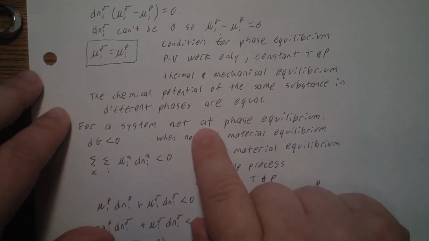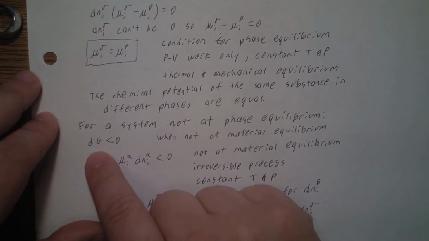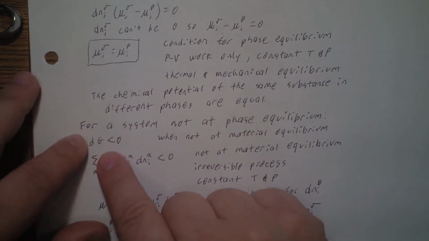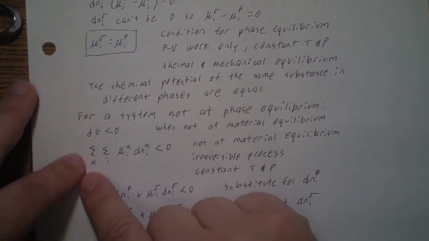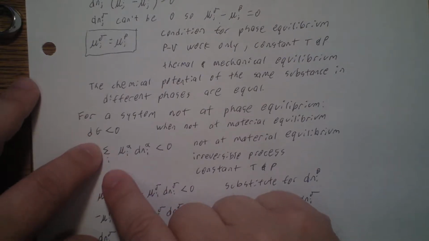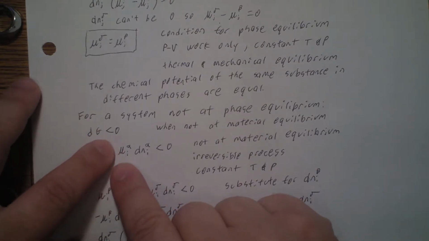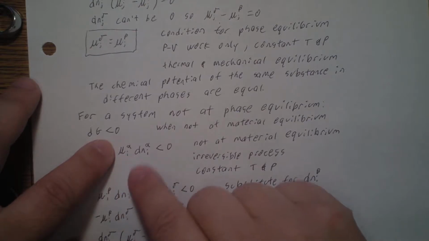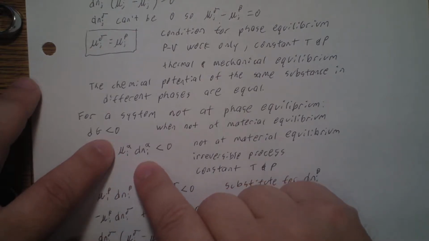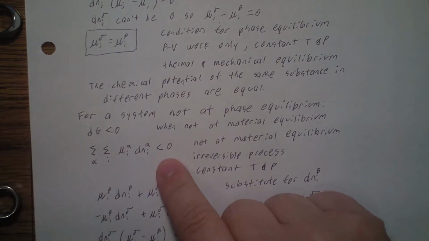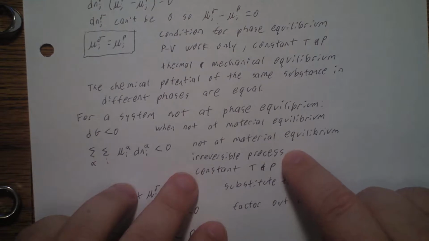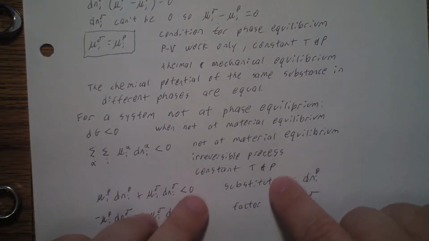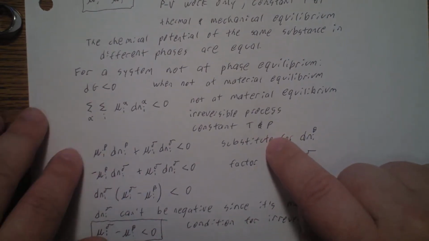For a system that's not at phase equilibrium, though, the differential of the Gibbs free energy is going to be less than 0. This is when we're not at material equilibrium. So we have the sum over all the phases alpha and the sum over all the substances i of the chemical potential of substance i in phase alpha times the differential of the number of moles of substance i in phase alpha, which is going to be less than 0. And remember, this is when we're not at material equilibrium, so this is an irreversible process, and this is still at constant temperature and pressure.